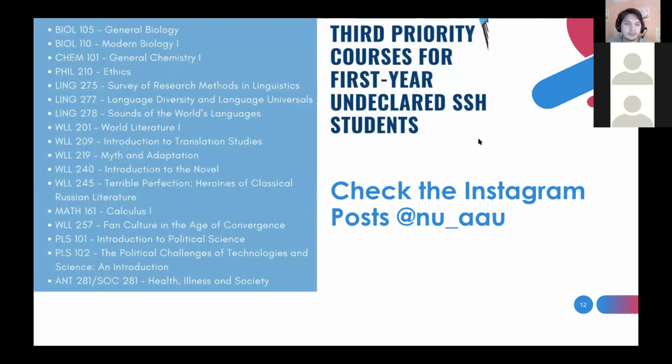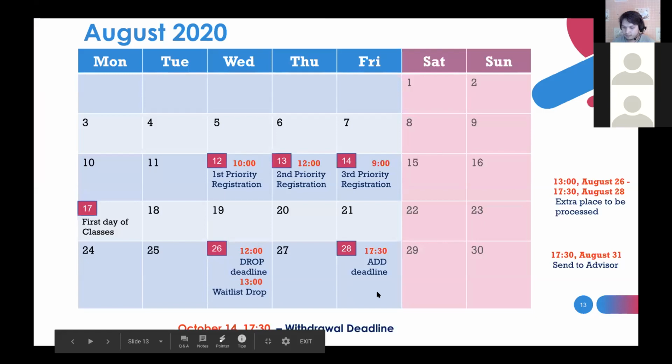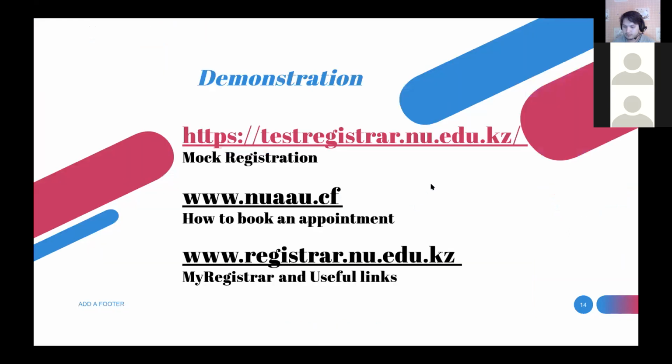So this is the calendar for the important dates for this year. As you see, there's the priority registration, the first day of classes, and also the drop deadline is at 26th of August, and the add deadline is 28th. So I think that's all for the presentation, and my fellow peer advisors can show you the registration process.